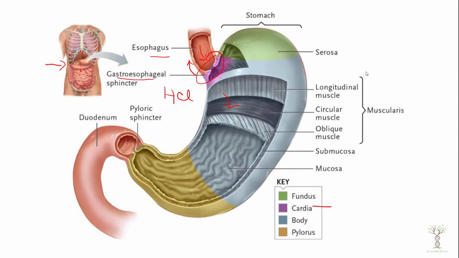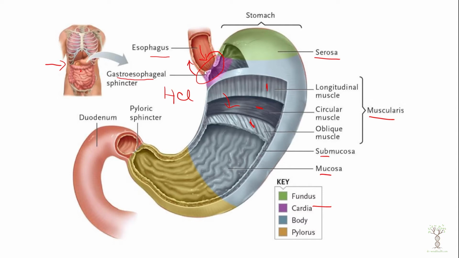In the last video, I talked about the layers. So just briefly, the outer connective tissue layer is called the serosa. And then we have the muscularis layer, where we have 3 layers of muscle, longitudinal, circular, and oblique muscles. And they will all contract in different ways so that we can mix the food very, very well. Then under that, we have the submucosa layer, and the innermost layer is the mucosa.